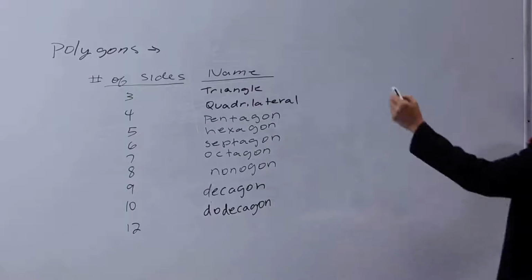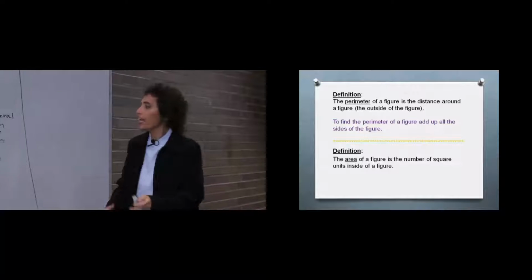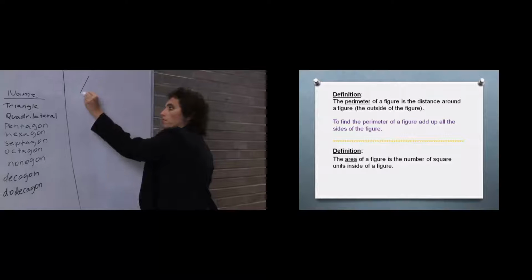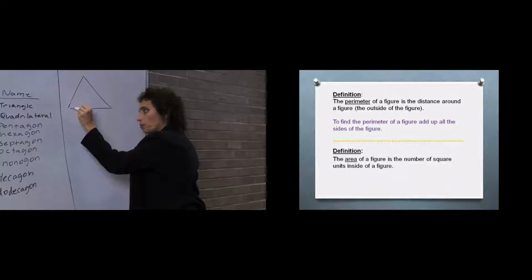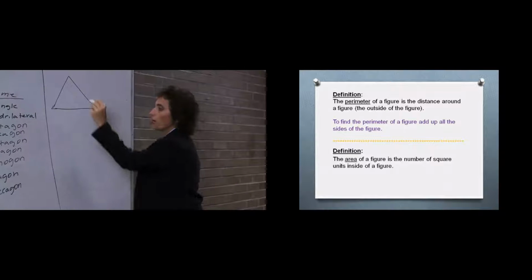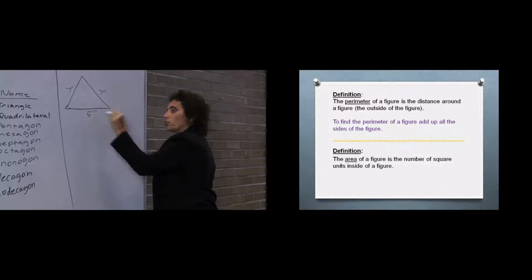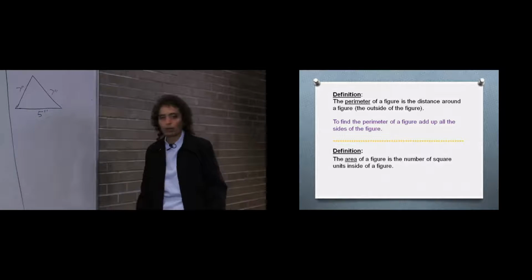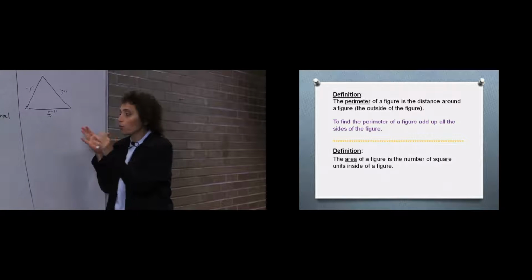Okay, now, why do you care? Well, let's talk about some of these. All right, I want to take a triangle, and I want to find the perimeter of this triangle. Let's say this triangle has sides of 7 inches on this side, 7 inches on this side, and 5 inches on this side. And I know it's not drawn to scale. It's probably a little lopsided, but give me a break. So we're going to do the perimeter of this triangle.